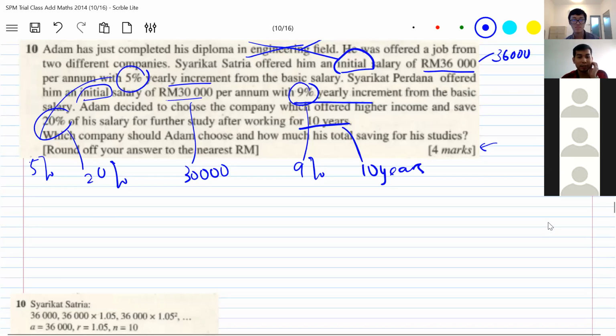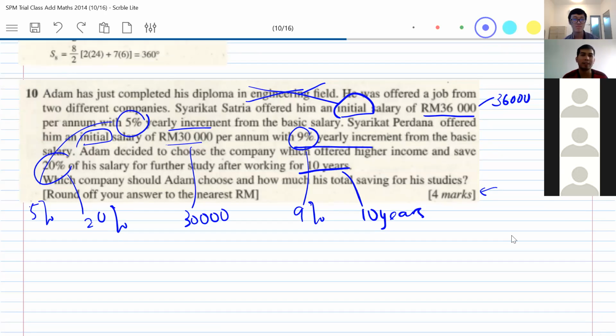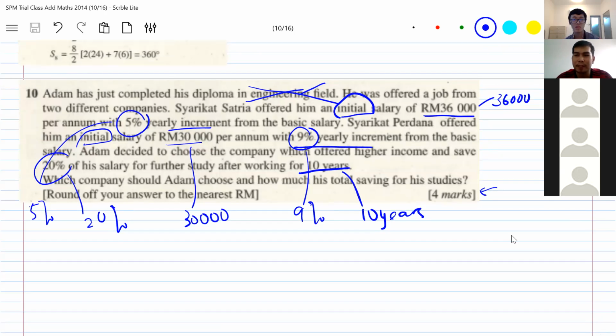When I did this, I saw it straight away. It might require practice, but keywords like initial and yearly increment mean it increases every year, and you have an initial. This reminds me of a sequence. It's just a progression, right? It's a geometric progression. So A, the first term, would be the initial salary. What would the R be? Since it's 36K times R, times R, times by what? It's actually times by 1.05.